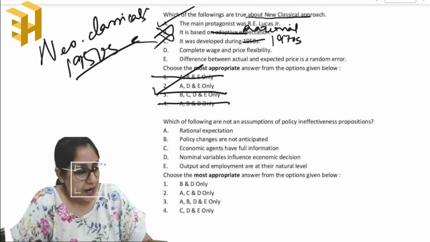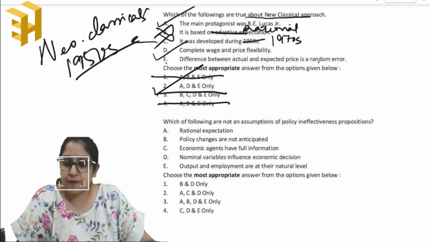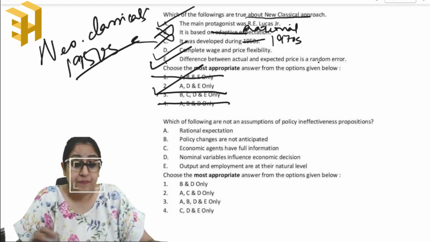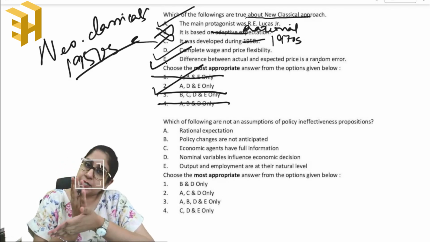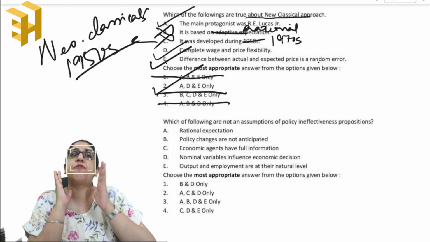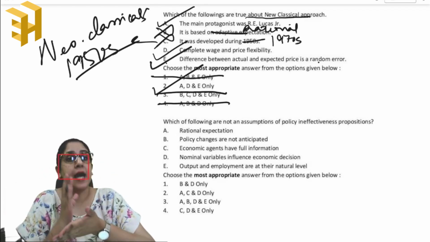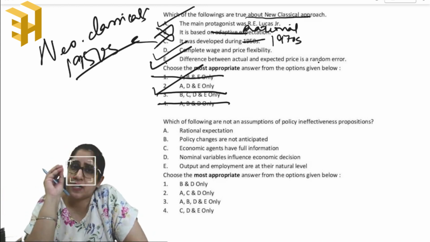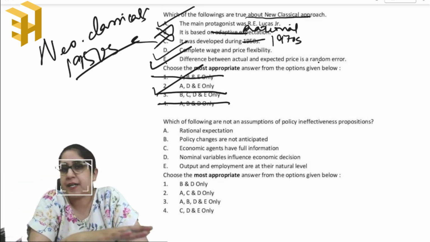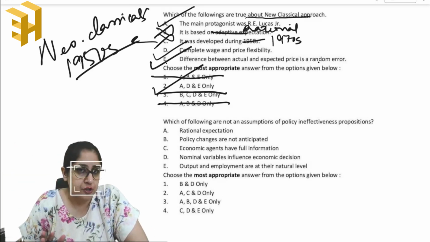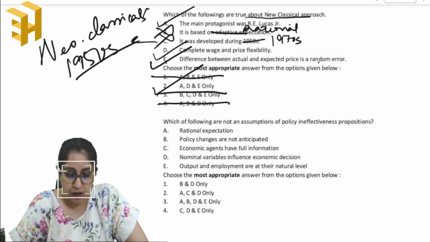Complete wage and price flexibility, this is true. And the difference between actual and expected price is a random error. This is true, because when agents are clearly able to foresee what impact a policy will have, then even if there is an error, it will be a random one, simply because the agents have complete information about the situation. Okay, so E is right. So second is the right answer here.